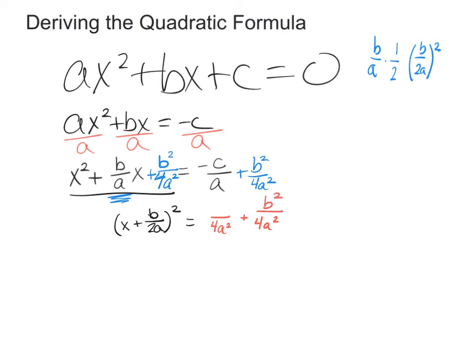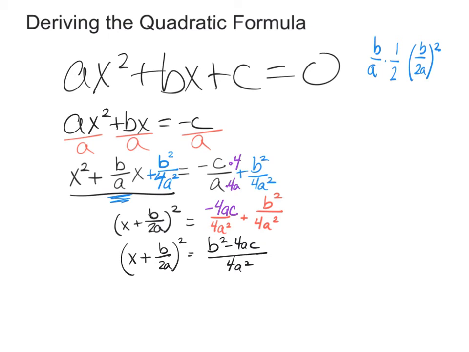So b squared divided by 4a squared would not change. But what are you multiplying to a to get 4a squared? Well, you were multiplying 4a. So I have to multiply the top by 4a. So that's going to give me negative 4ac. Now I'm just going to rearrange that on the right side. So let's rearrange that. That gives me b squared minus 4ac. They're common denominators, so they're both over 4a squared, so I can combine them like that.